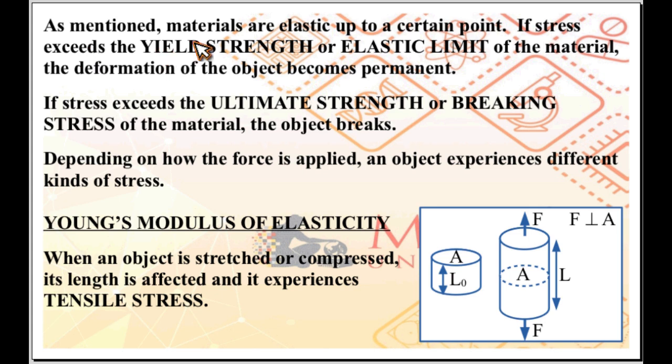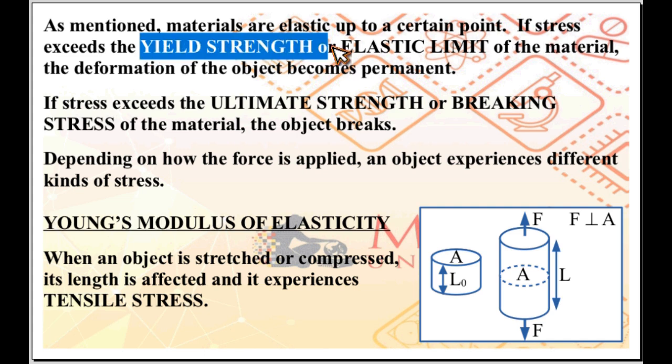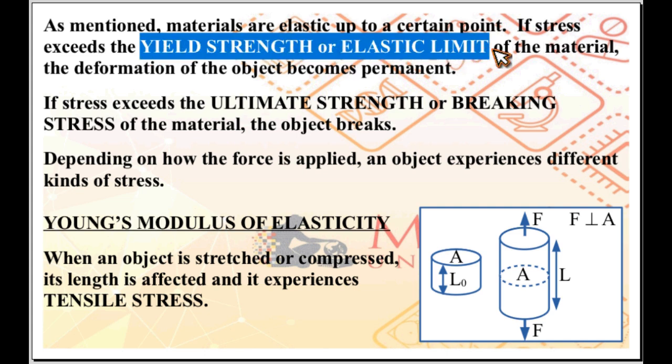As mentioned, materials are elastic only up to a certain point. The elasticity of materials is limited. They are only elastic up to a certain point. We have what is referred to as the yield strength or elastic limit of the material. If stress exceeds the yield strength or elastic limit of the material, the deformation experienced by the object becomes permanent. The material is no longer elastic.